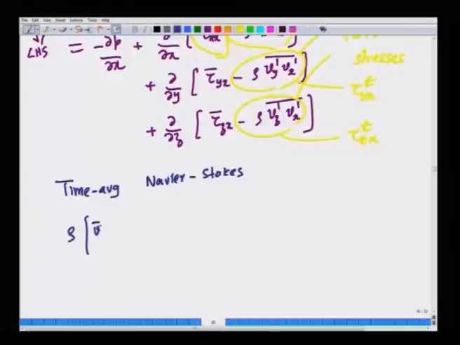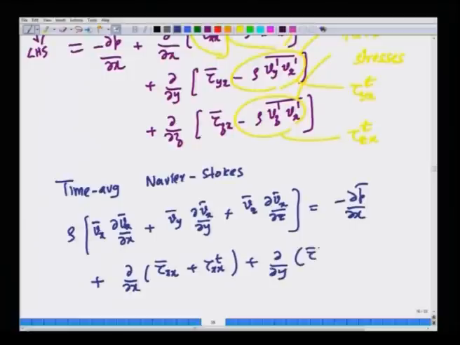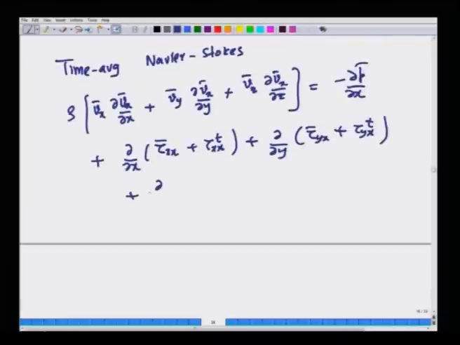rho ... by partial x. This is the convective side on the left side of the Navier-Stokes equation, is minus partial p partial x, and I am continuing here, plus partial by partial x of tau xx bar plus tau xx turbulent plus partial by partial y of tau yx bar plus tau yx turbulent plus partial by partial z of tau zx bar plus tau zx turbulent. Okay. So, this is the time average Navier-Stokes equation.